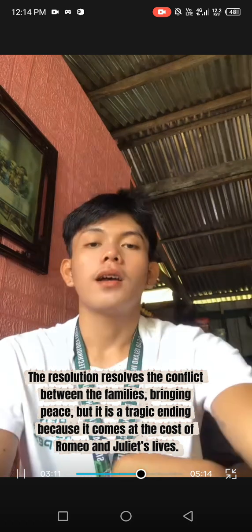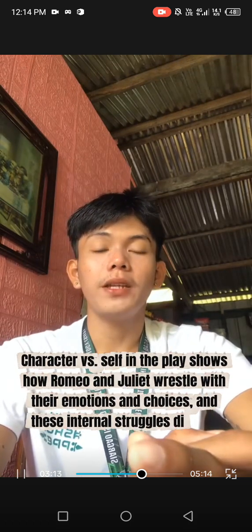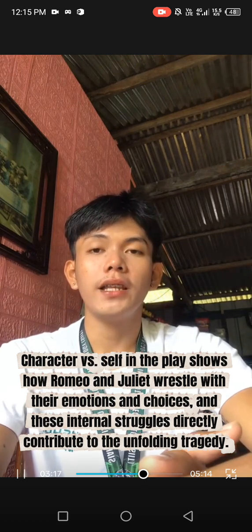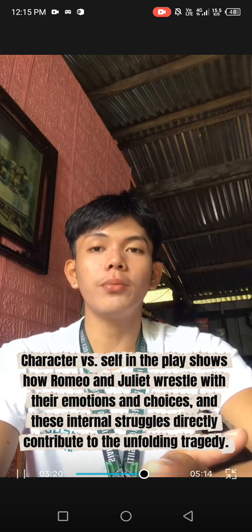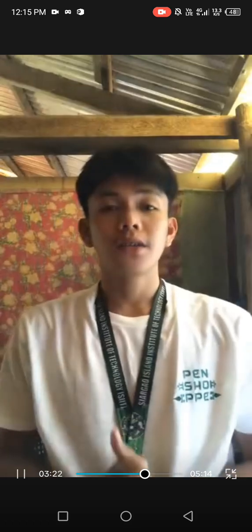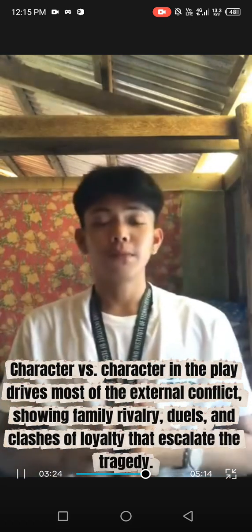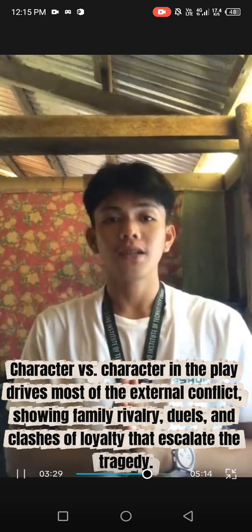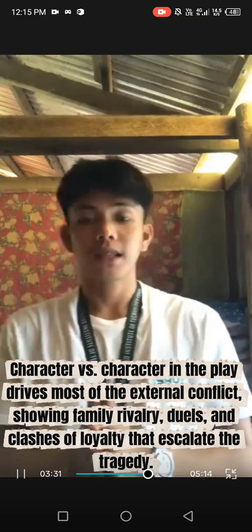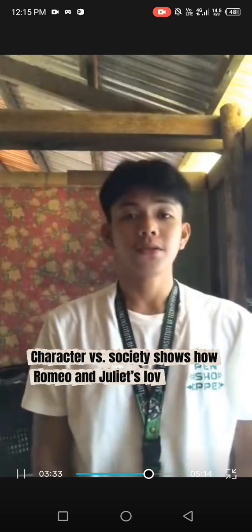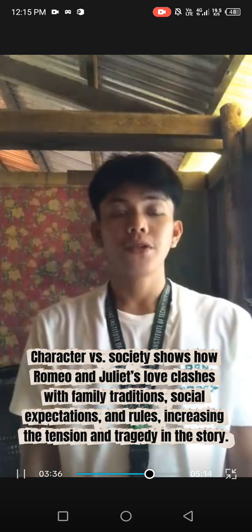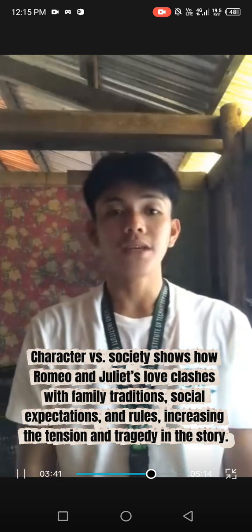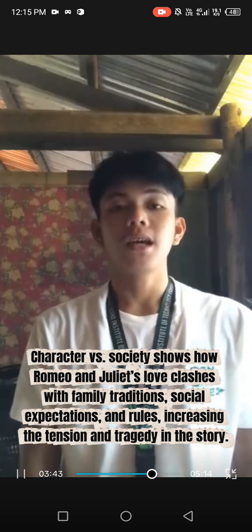Character versus self. The play shows how Romeo and Juliet wrestle with their emotions and choices, and this internal struggle directly contributes to the unfolding tragedy. Character versus character. The play drives most of the external conflict, showing how family rivalry, duels, clashes, and loyalty escalate the tragedy. Character versus society. Shown by how Romeo and Juliet's love clashes with family tradition, social expectations, and roles, increasing the tension of the tragedy in the story.